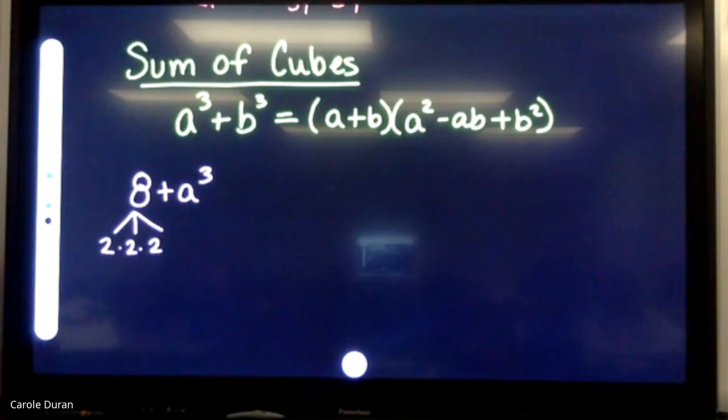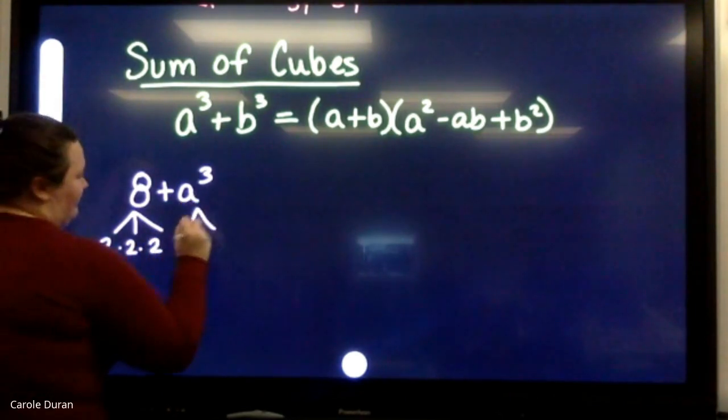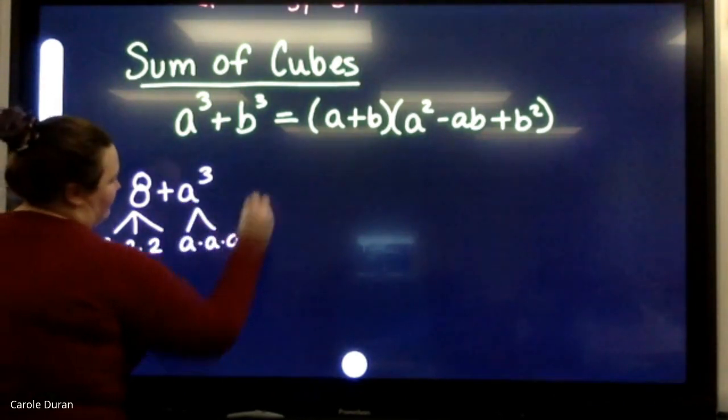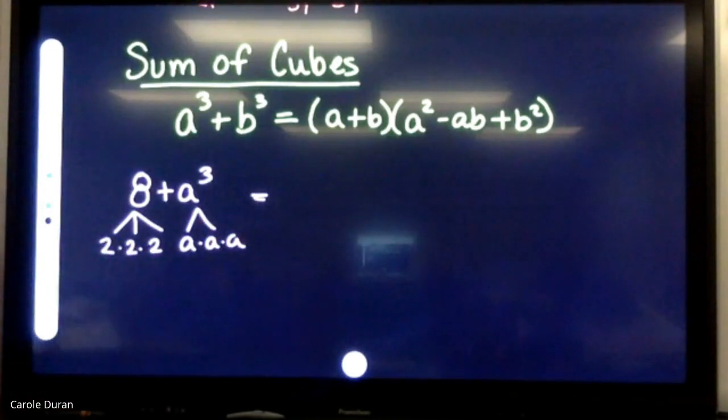What multiplies by itself 3 times to get a cubed? A. A times A times A. Do we all see that?